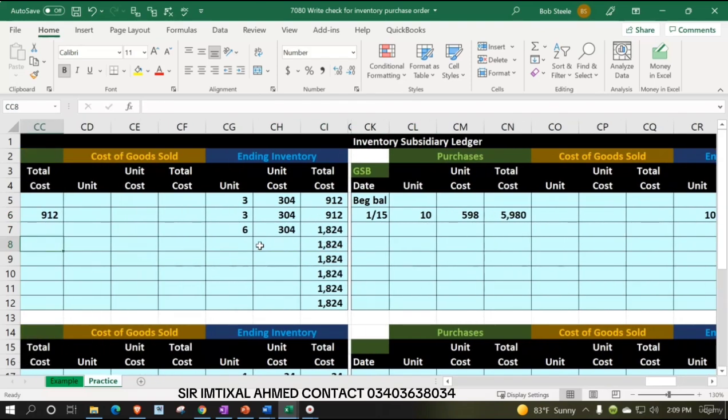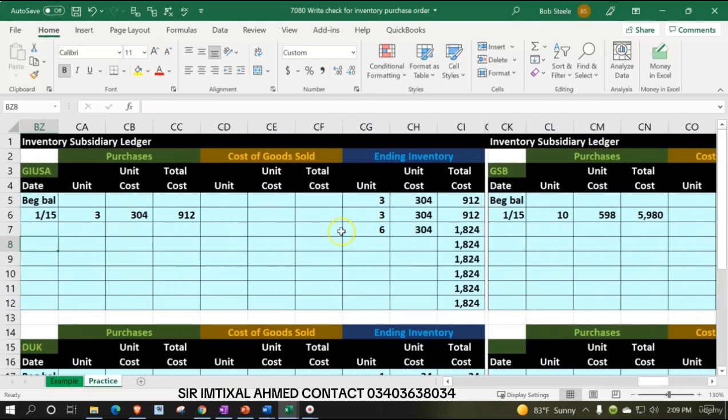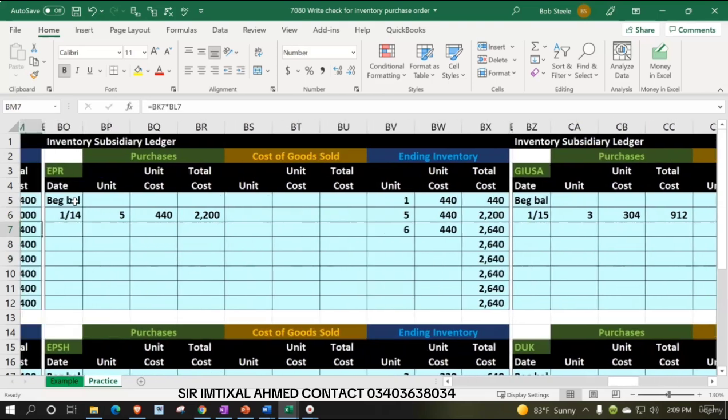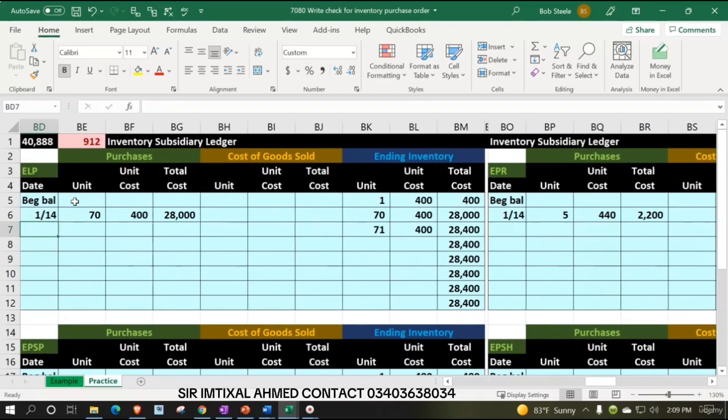So now if I add these up, I purchased this 912 worth of guitars for the GIUSAs and then the GSBs, holding down control. We purchased those. So now we've got a total dollar amount for our journal entry of $6,892. We also have to adjust our subledger up top to pick up those new items at the end for our check figure, which is over here.